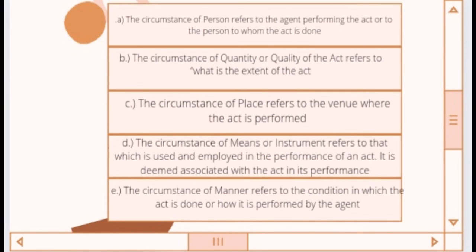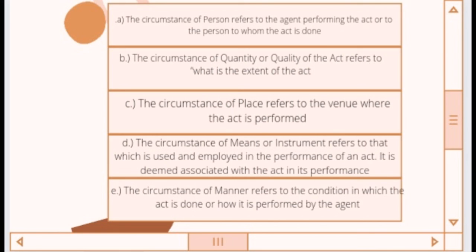And these are the five circumstances. The first circumstance is by person. This refers to the agent performing the act or to the person to whom the act is done. The second circumstance is the quantity or quality of the act. This refers to the extent of the act. The third one is the circumstance of place. This refers to the venue where the act is performed.